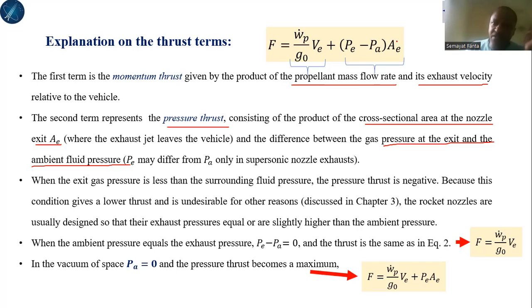If this term is zero, that means P_e minus P_a is equal to zero, meaning we are considering it as optimum expansion of the nozzle. Okay, optimum expansion of the nozzle.